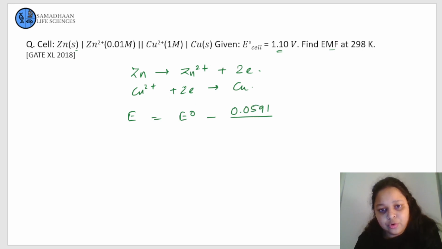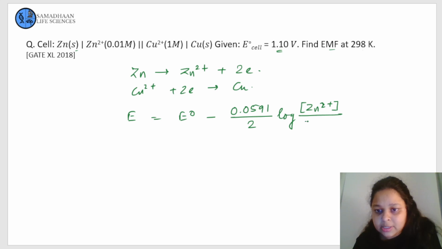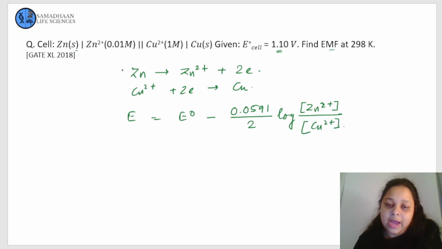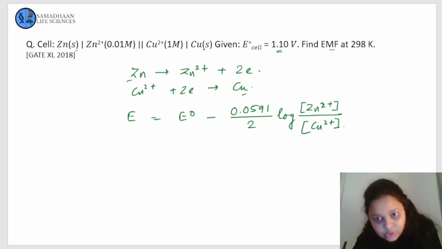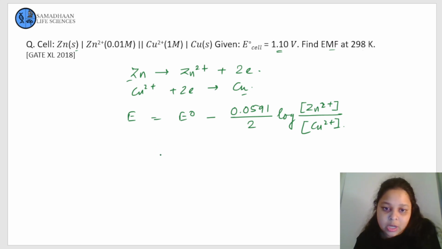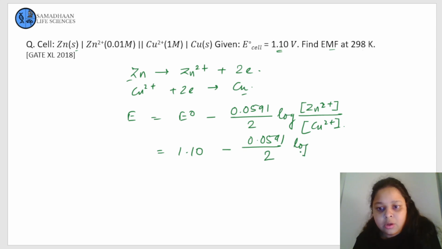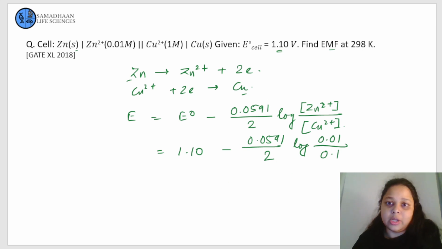0.0591 divided by 2 because 2 electron transfer is happening here, and log, so product by reactant, right? So we write the concentration of zinc 2+ divided by the concentration of copper 2+. For zinc and copper, they are in solid state, so we consider the activity as 1 for both of them. So now we have this E0, which is 1.10 minus 0.0591 divided by 2 log, zinc 2+ concentration is 0.01 divided by 0.1, sorry, not 0.1, it's 1.